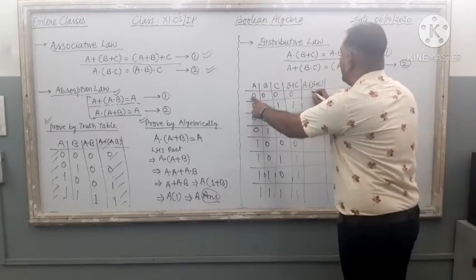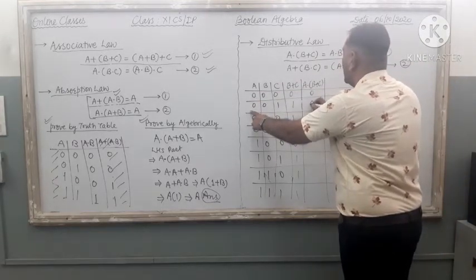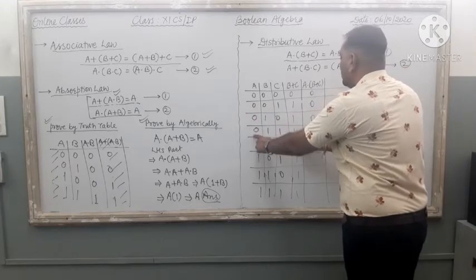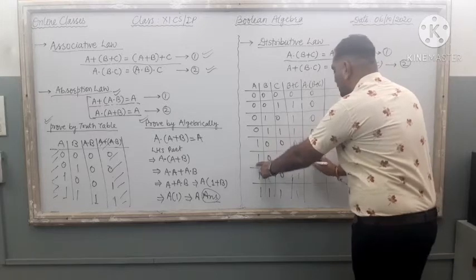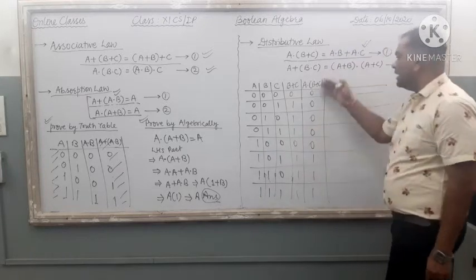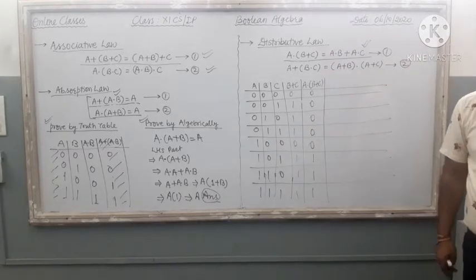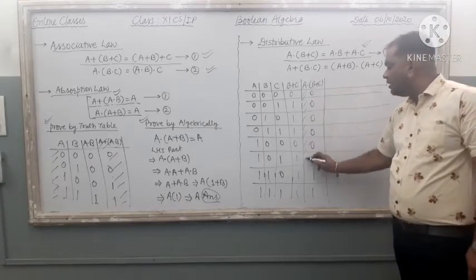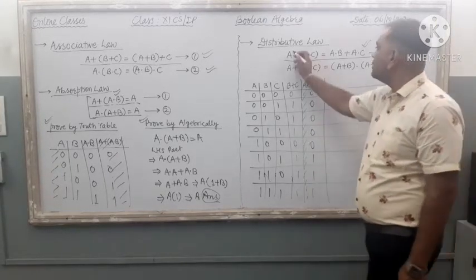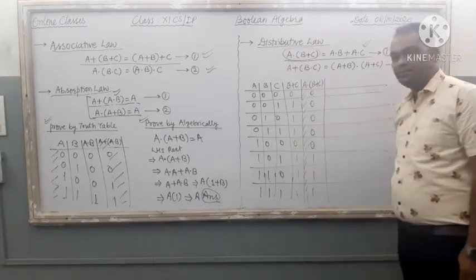I am going to multiply this column with A. So A 0 into 0, 0, 0 into 1, 0, 0 into 1, 0, then 1 into 0, again 0, 1 into 1, 1, then 1, then 1. It is the result of A dot (B plus C). This one is the left hand side of the first equation. I have solved this one.